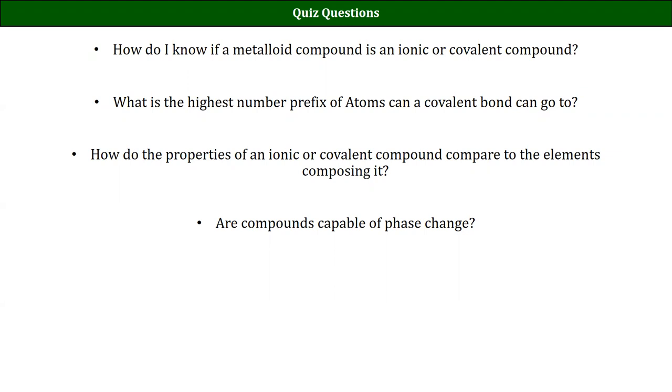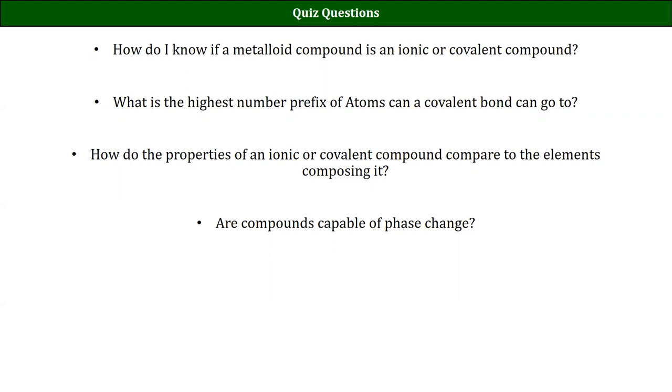How are the properties of compounds related to the elements that make up those compounds? The answer is they're not really related at all, which seems counterintuitive. The properties of the compound are made up of the interactions between the elements that make it up, but not dependent on the elements themselves. They're not related to the properties of the elements, they're related to the identity of the elements.